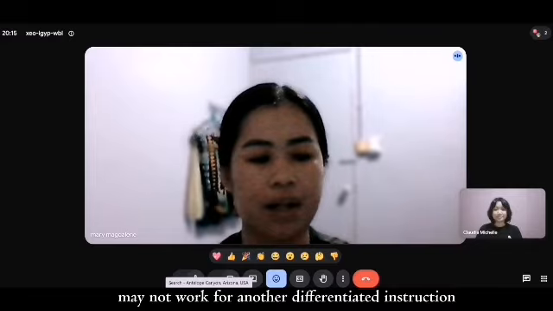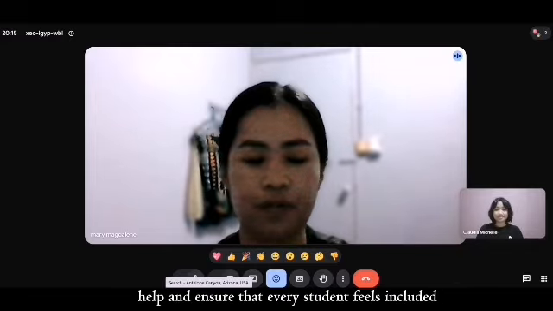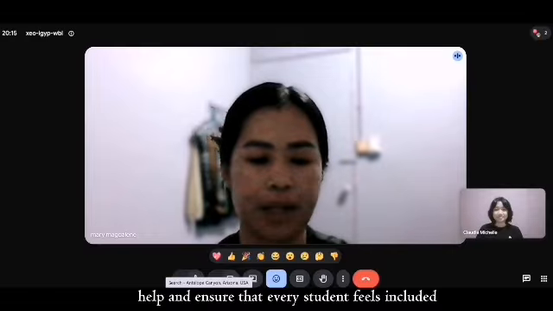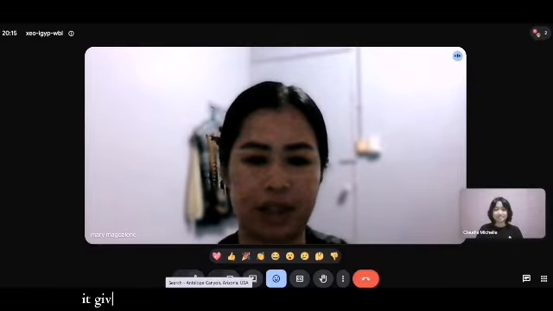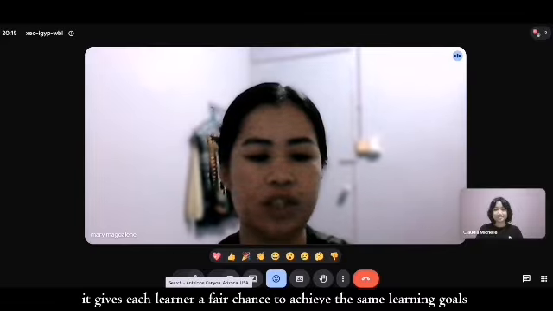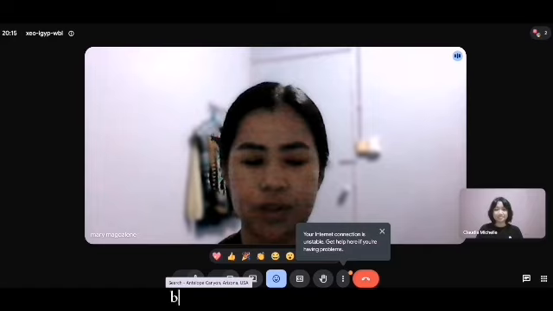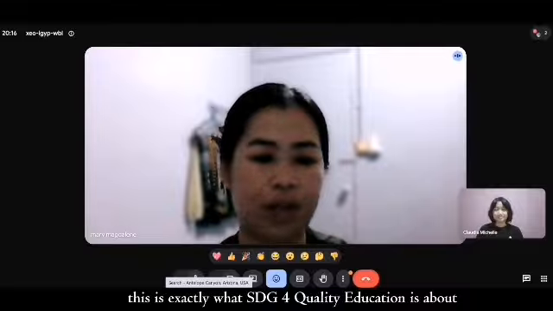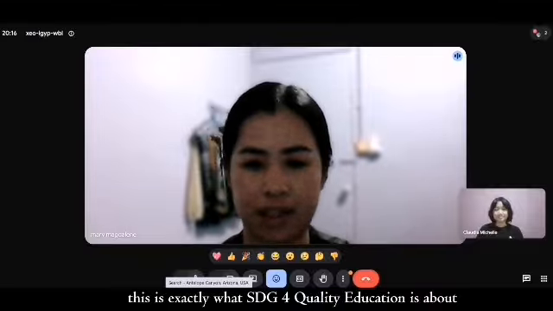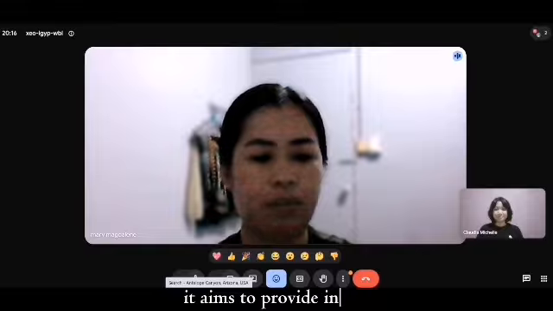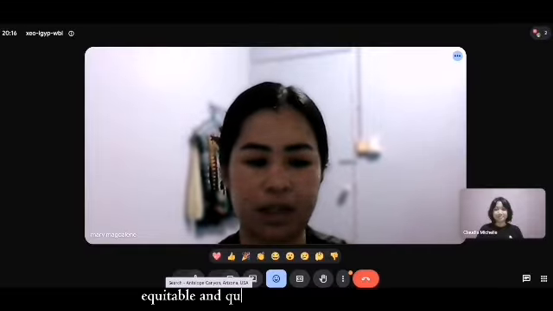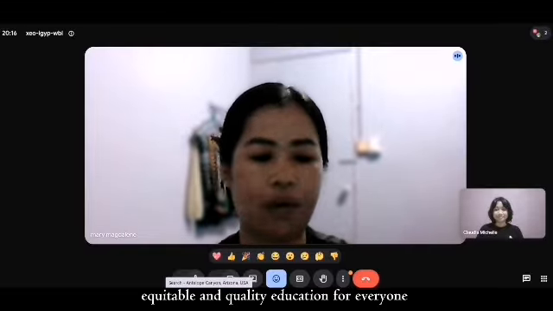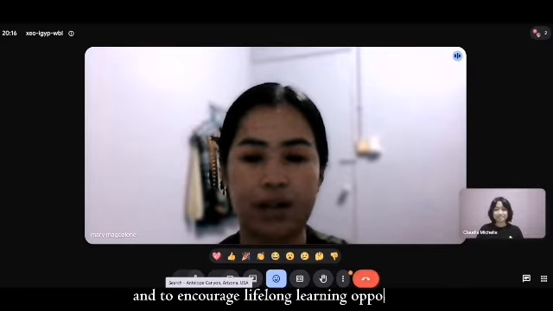Differentiated instruction helps ensure that every student feels included, respected, and supported. It gives each learner a fair chance to achieve the same learning goals by providing the support they need. This is exactly what SDG 4 quality education is about. It aims to provide inclusive, equitable, and quality education for everyone and to encourage lifelong learning opportunities.